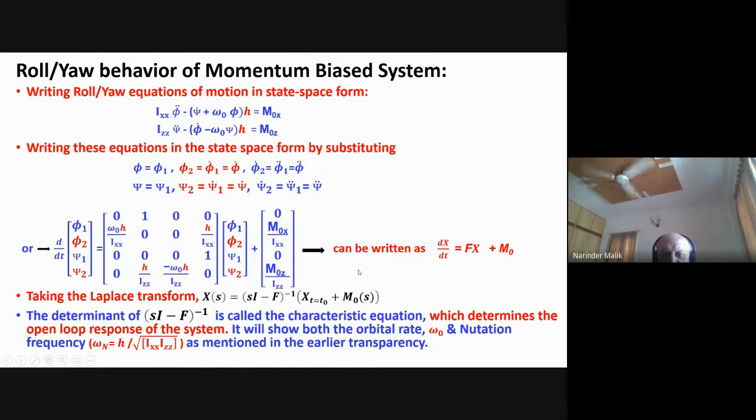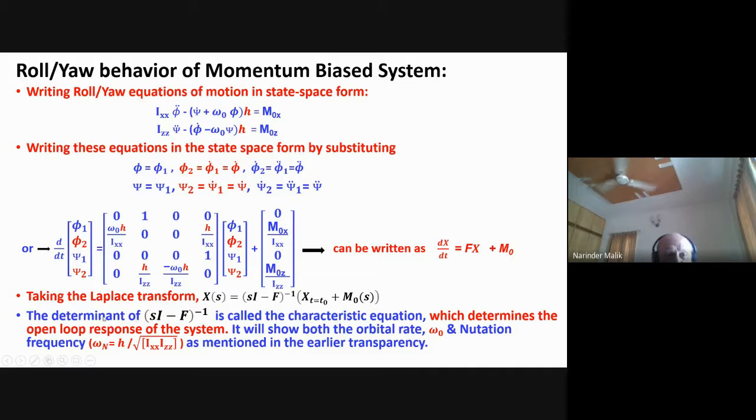You take the Laplace transform and find the solution of X(s). It will be nothing but (sI minus F) whole matrix inverse, into the initial condition of x(t) at time t equal to t naught, plus the M naught. But this is the Laplace transform of the disturbance torque. Sorry, here it should be divided by Ix also. M naught here should be divided by Ix.